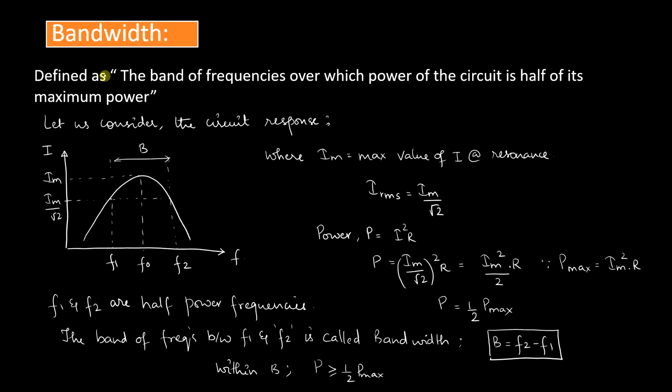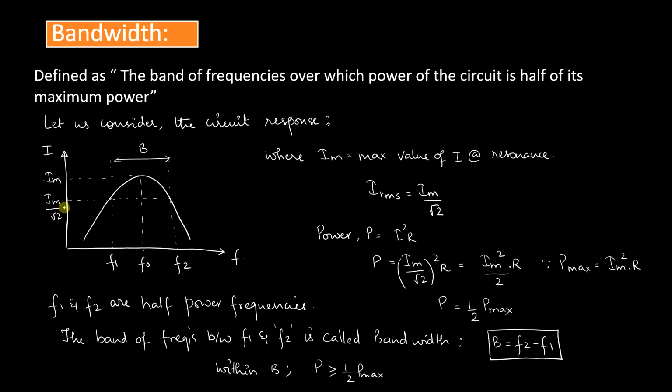So you have seen the definition of the bandwidth, which says it is the band of frequencies over which the power of the circuit is at least half of its maximum power, which is obtained from this expression, because we can see the limitation of the output response, that at two frequencies the current will be equivalent to its RMS value. Okay, clear till here? Is it clear? Yes. Okay, fine.